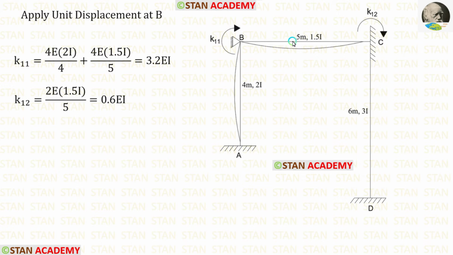Length of CB is 5. Let us apply that. The moment of inertia for CB is 1.5I. So instead of I, we have to apply 1.5I. Finally, for K12, we are getting 0.6EI.